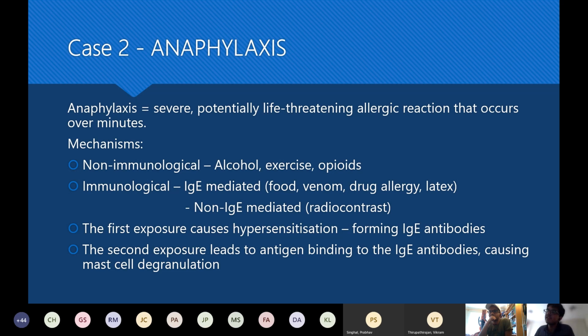It's usually a second exposure, and it's really difficult to ascertain if something is the first exposure or not. How is an 8-year-old kid going to tell you if this is the first time they've had peanuts or not? It's the same with penicillin, so that would be in the drug allergy for the IgE mediated. Okay, how would we treat anaphylaxis?